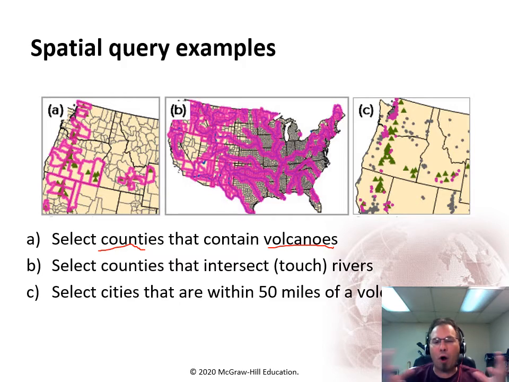Now, these are sort of broad examples, but you could take this output, these pink colored selected layers, and do something else with them again. You can ask this subset that you have already selected another question, which we'll get to in a second.